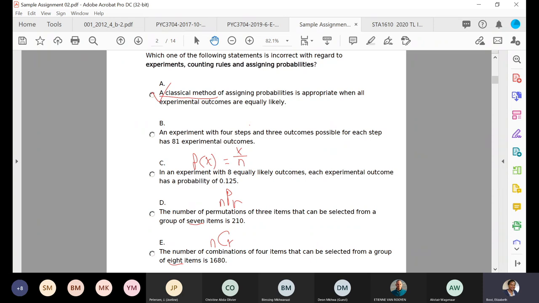You need to know that a study of probability is a study of the chances that an event will happen, or the likelihood of an event happening. And that is your classical probability method.